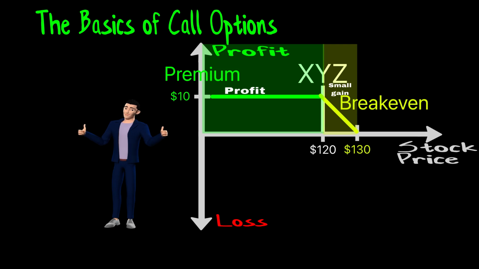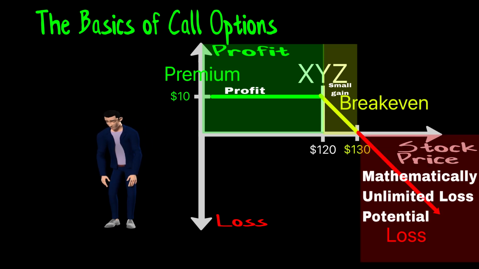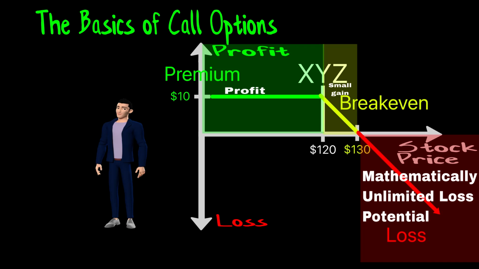Finally, if the stock is greater than its break even of $130 per share, Brad's loss is mathematically unlimited, depending on how high the stock goes up. As you can see, if the stock goes down, stays the same, or even goes up a little bit, Brad makes money. However, if the stock goes up a lot, Brad can lose a mathematically unlimited amount of money. So this trade can be very risky.